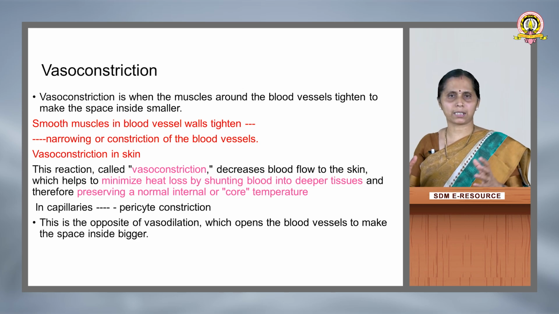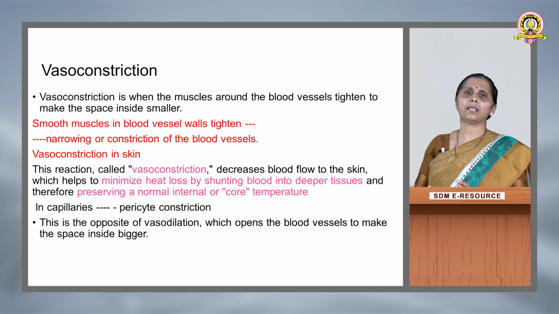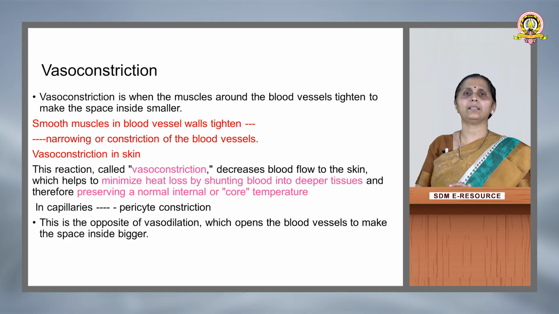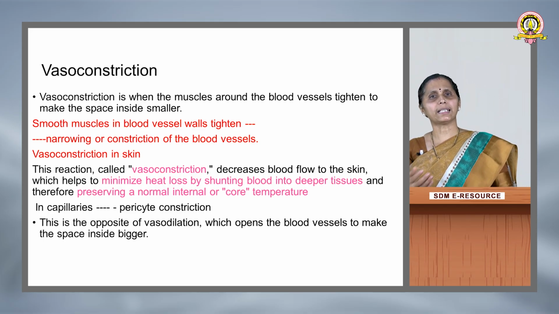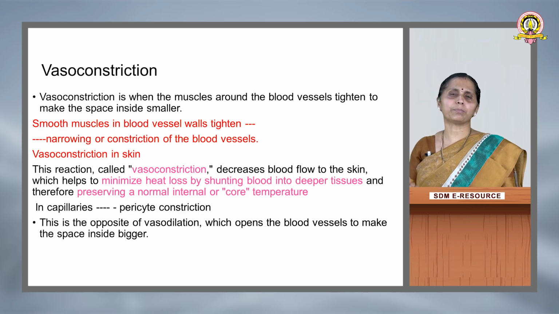And when there is constriction in the skin surface, there will be shunting of the blood into the internal viscera, improving the activity of the internal viscera. So, vasoconstriction is physiologically helpful for improving the function of the internal organs, maintaining the core temperature, and having less blood flow to the skin whenever it is necessary. That is the advantage of having smooth muscle contraction in the blood vessels.